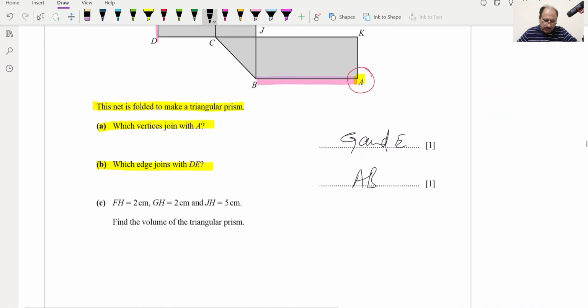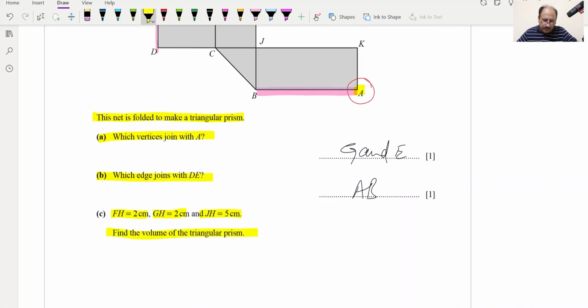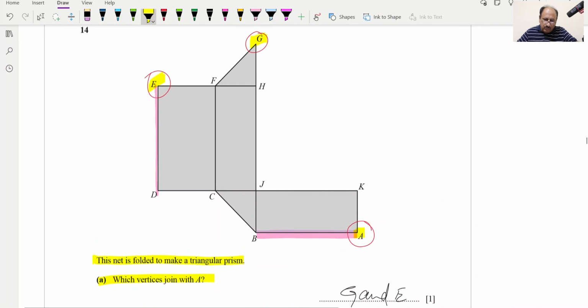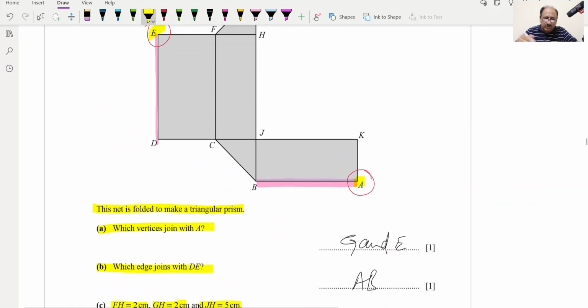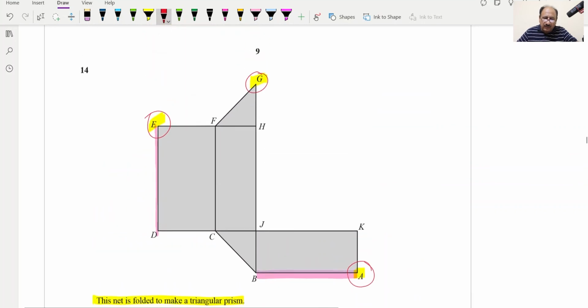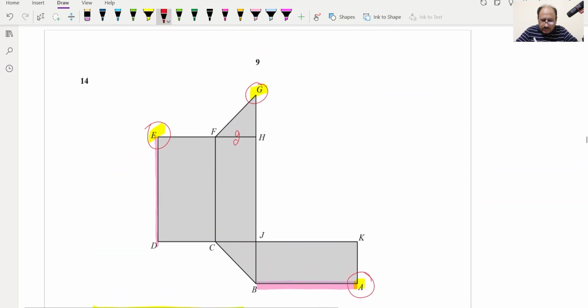And now this C part says FH is equal to 2 centimeter, GH is equal to 2 centimeters, and JH is equal to 5 centimeter. Find the volume of the triangular prism. So they have given two sides. One is HF, and HF is what? If we check, FH is 2, which is this one is 2, and HG or GH is 2, this side is 2. Now we can consider this triangle.